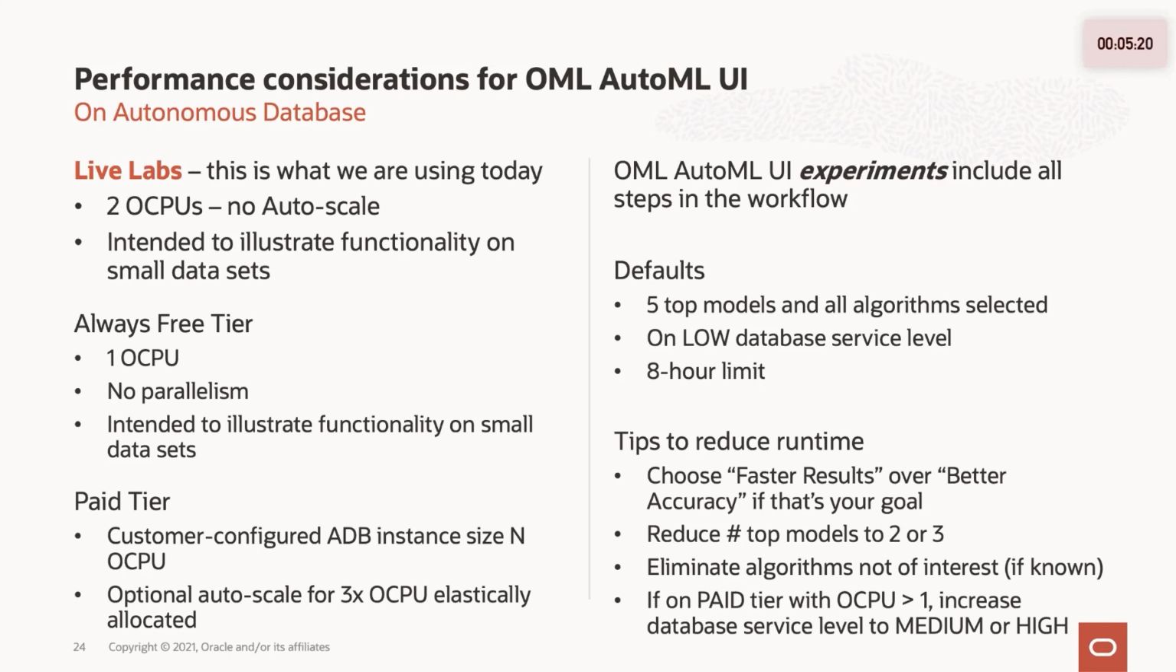So to reduce the runtime, we're allowed to choose faster results. There's a better accuracy option as well, but today we're going to be using faster results just to finish soon. And then we want to reduce the number of top models to maybe 2 or 3, and we're going to eliminate some algorithms of no interest. That is a possibility as well. And if you're on the paid tier, you can increase the database service level, which is actually what we're going to do.